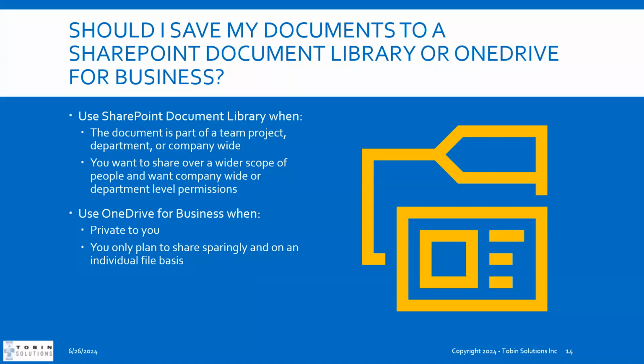So to try and summarize it here, where should you save your documents, to a SharePoint document library or OneDrive for Business? We say use the document library when it's part of that team, that department, that company-wide thing. You want to share it over a wider scope of people, and OneDrive is where it's private to you, and you only plan to share sparingly and on an individual file basis. But otherwise, like I said, the OneDrive permissions get kind of crazy. Another piece of this is where SharePoint interacts with Microsoft Teams.